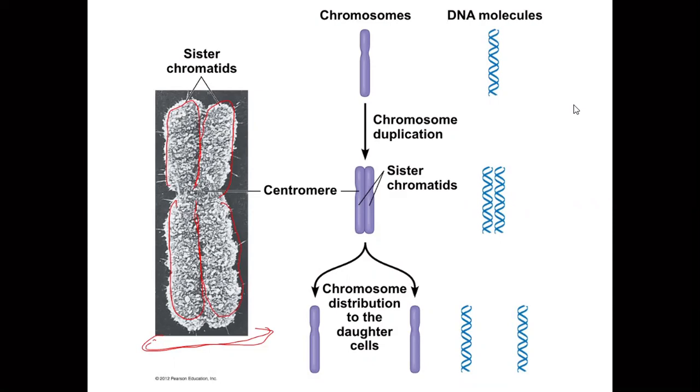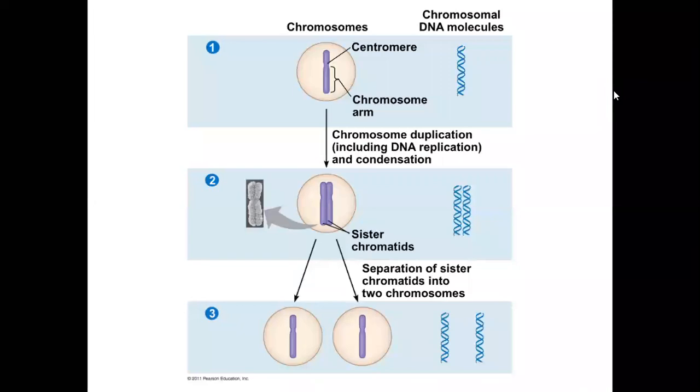So when the duplicated chromosome undergoes anaphase, these two members would be separated. And once separated, they are now called single chromosomes. So this figure also shows the same thing, the duplication and distribution of chromosomes during cell division.